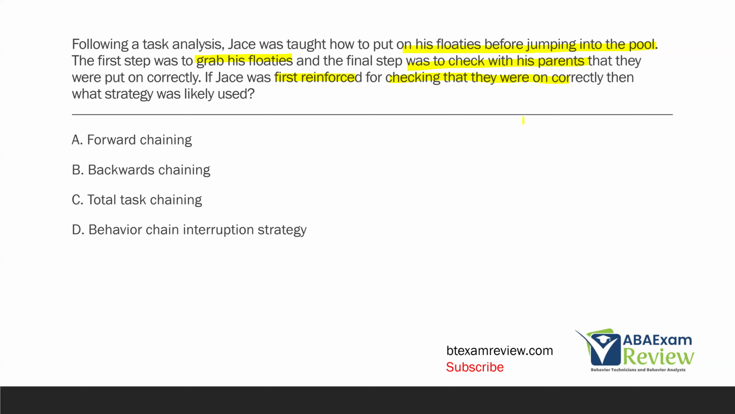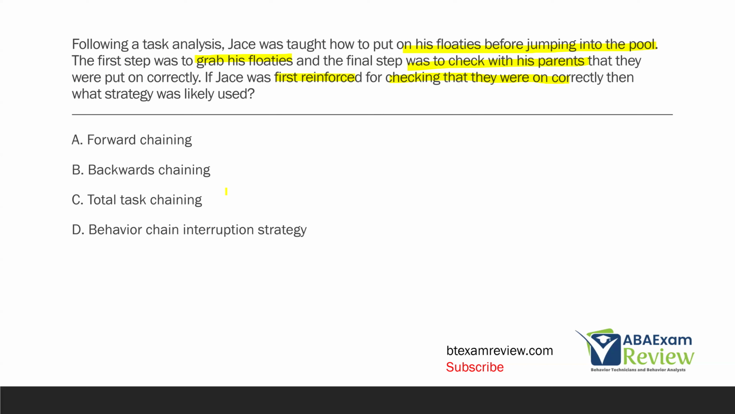That final step was Jace's responsibility to do on his own, which was check with his parents, possibly because that's the most important step, making sure they're on correctly. And that's when Jace would receive reinforcement. So it's very unlikely we were using forward chaining. If it was forward chaining, Jace would have been reinforced for grabbing the floaties first, but Jace was first reinforced for checking they were on correctly, the last step first. That would be backwards chaining.